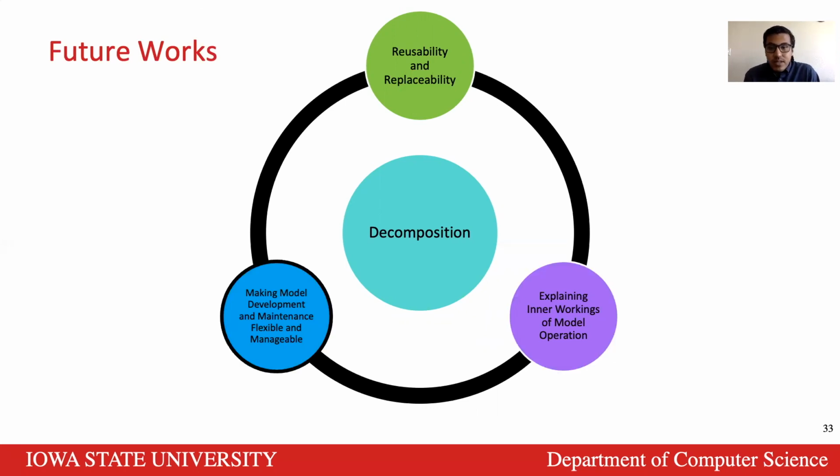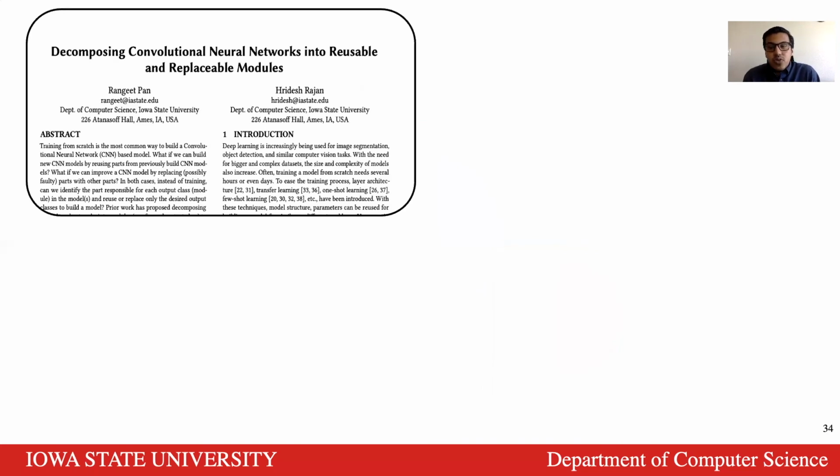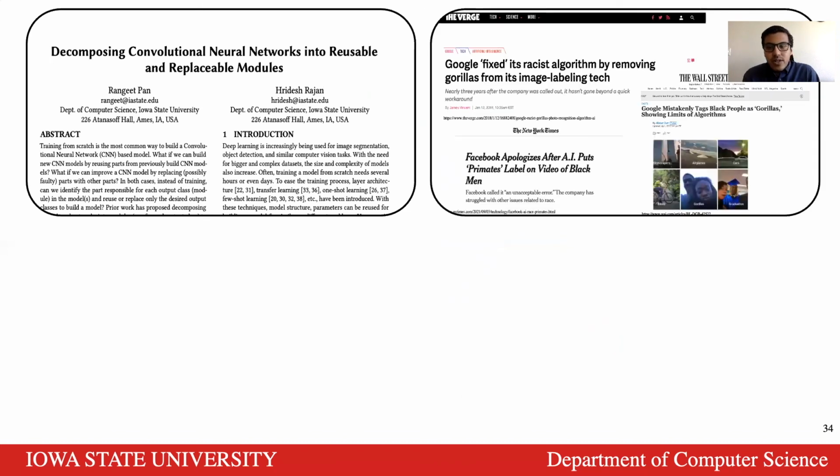Also, we hope that such modules built for different needs can help ease the development and maintenance process, making it more flexible and manageable. To conclude, we propose an approach to decompose convolutional neural networks for image-based classification problems into modules, one for each output class. We show how real-world issues, such as those that Google, Facebook, and Meta faced earlier with incorrect classification, can be addressed by decomposing the model into modules instead of training from scratch.